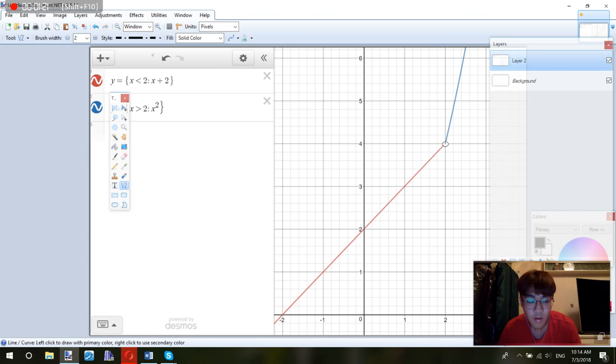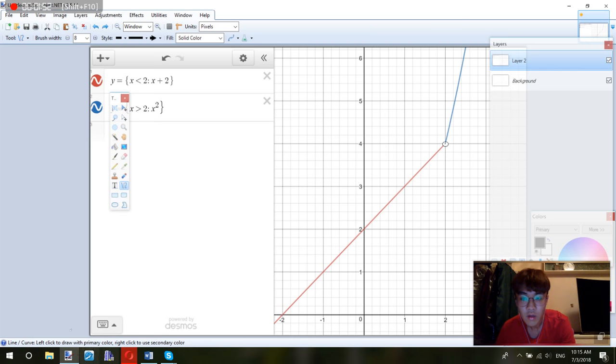So my limit from the left is what happens if I get really, really close to x equals 2 from the left. So that's going to look something like this. As I get closer and closer to x equals 2, what does my y value get close to? 4. Okay, what about from the right? From the right is still 4. Okay, so because the limit from the left is the same as my limit from the right, my general limit is 4.